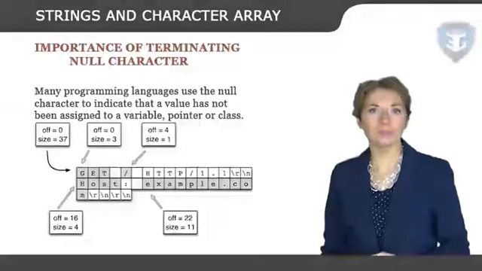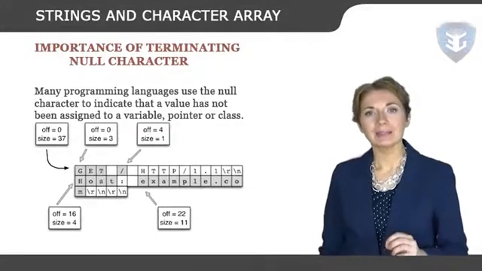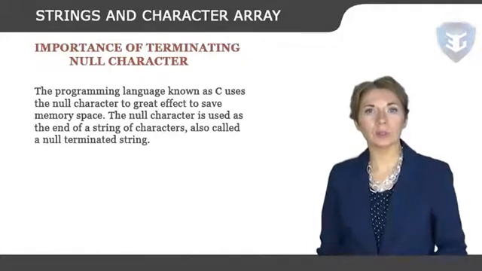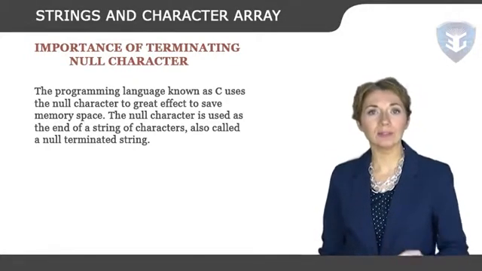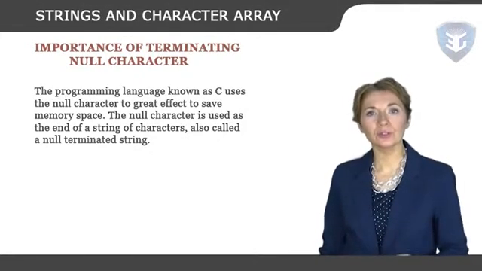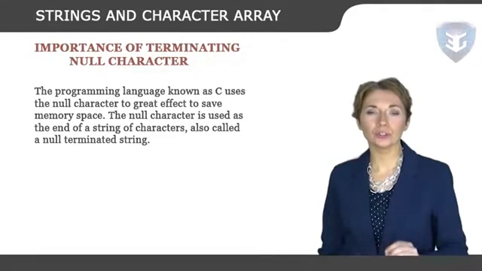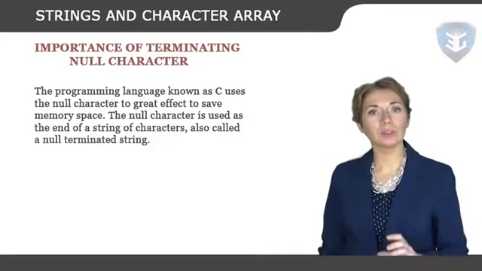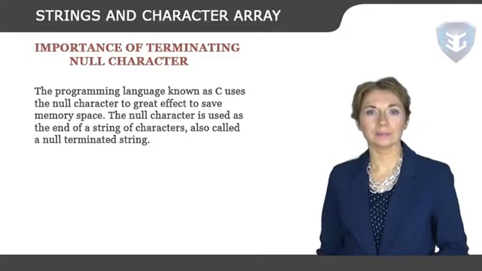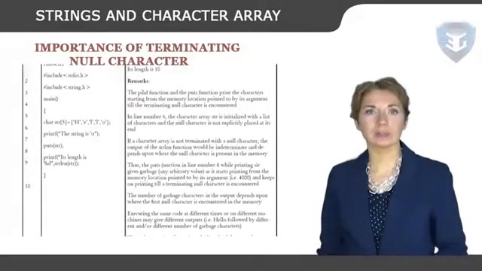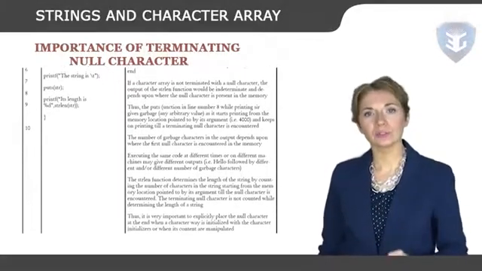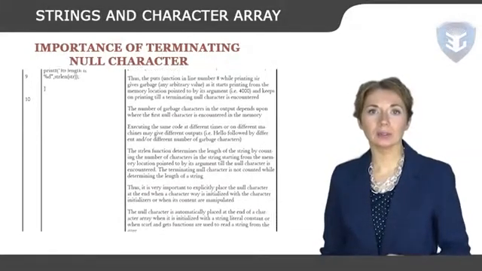The value of null is often defined within the programming language's core libraries as the value \0, which translates into a single blank character. The programming language C uses the null character to great effect to save memory space. The null character is used as the end of a string of characters, also called a null terminated string. This allows the program to store a string with the need for only one extra byte to hold the null terminator. The null character could not be displayed and was not used for any other purpose, so this system worked well. The terminating null character in strings is very important. Every string operation checks the presence of the null character to determine the end of a string. Look at the table on the screen to illustrate the importance of the terminating null character in strings.